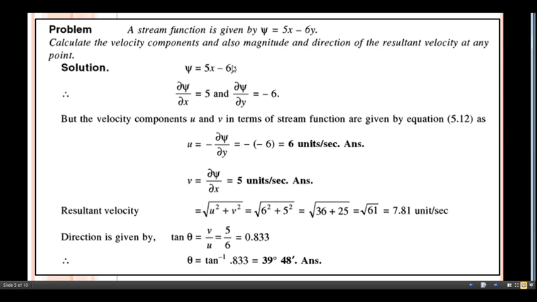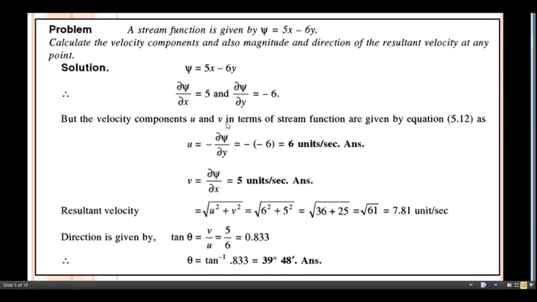So what's about this one? We can get the differentiation of this with respect to x, which is nothing but 0. So in this we can get ∂ψ/∂x equals 5. Similar case with the next one, ∂ψ/∂y. The differentiation of this term with respect to y, this becomes constant, so here we can get minus 6.